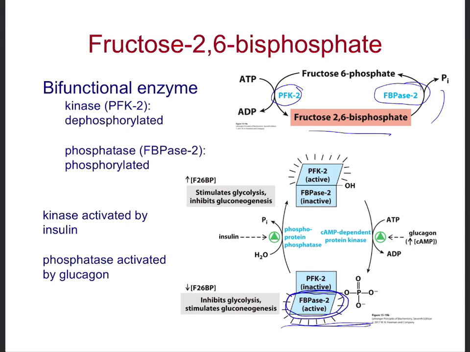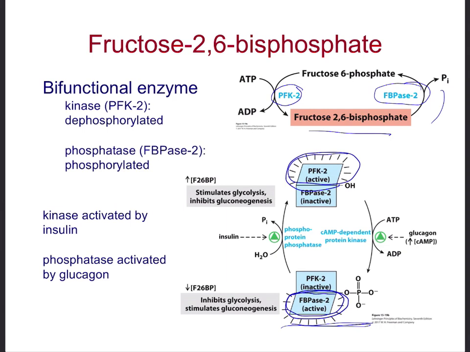If, on the other hand, we remove that phosphate, we have PFK2 active. Therefore, we're going to be making fructose 2,6-bisphosphate. That's going to activate PFK1 and glycolysis, inhibit fructose 1,6-bisphosphatase, and thus inhibit gluconeogenesis.